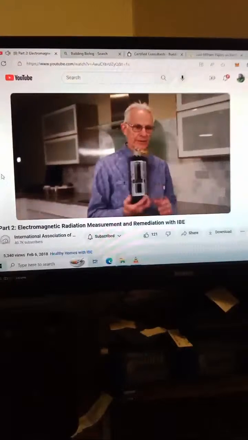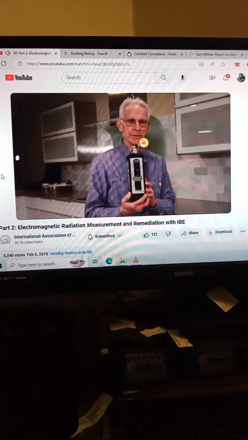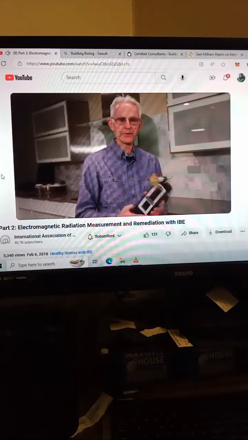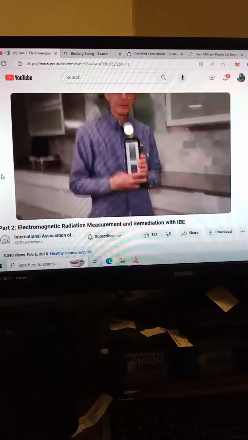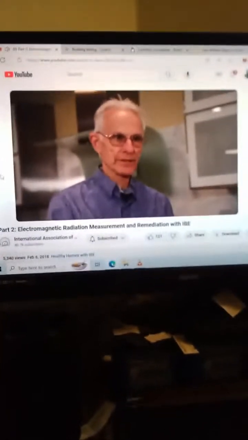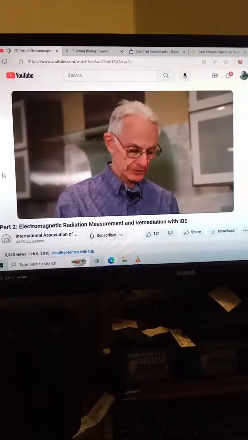So we have here a total energy density measurement meter made in Germany, called the Gigahertz Solutions HF59D. It's the professional meter we building biologists tend to use. It measures the total power density from all RF sources in a room in the region of interest, which is 27 megahertz to 3 gigahertz.